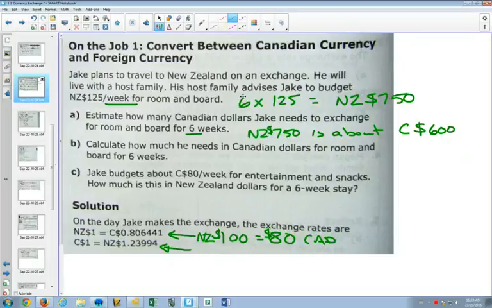Sometimes it's really nice to be able to estimate just to get an idea quickly, but then we can always go to our proportions if we want to find out exactly how much he's going to need. So we want to find out how much Canadian. We know that he needs 750 in New Zealand dollars. We have our exchange, and they give you 2 exchanges here, and you can decide to use either one.